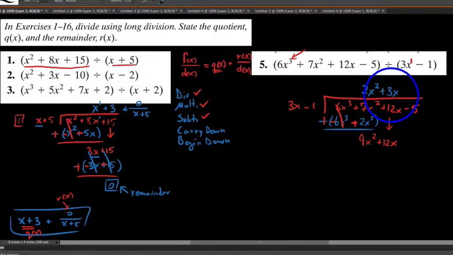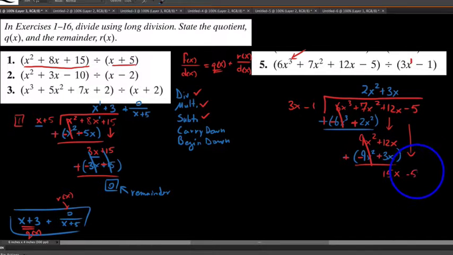Go ahead and do our multiplication. 3x times 3x is 9x squared. 3x times a negative 1 is negative 3x. And again, we're going to subtract all this off and rewrite this as adding the opposite. And so adding these, what we end up with is 0 here, 0x squared. We get 15 total x's to the first, and we say that this is minus 5.